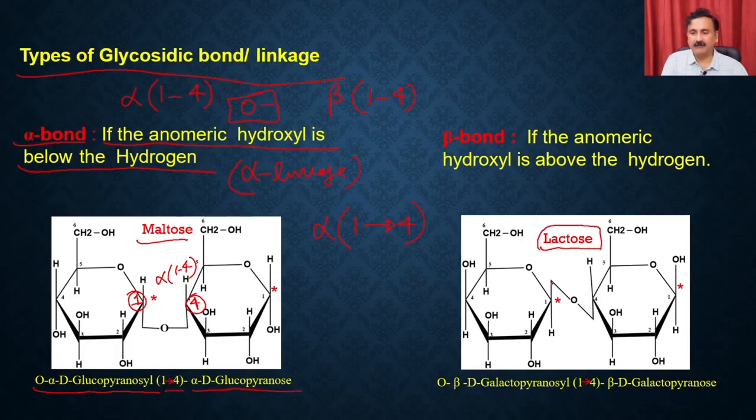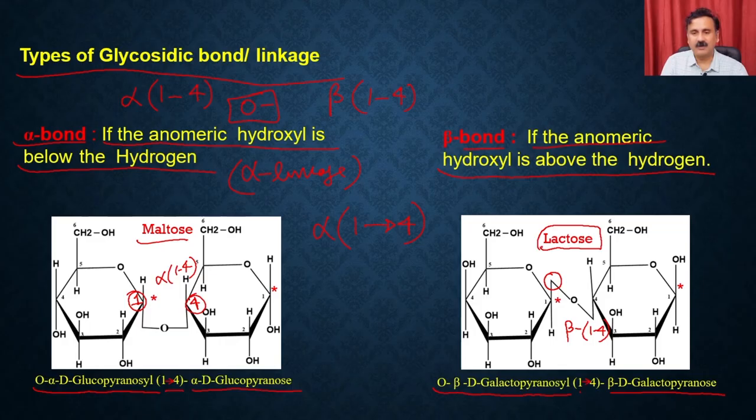Here the OH is present in the beta conformation. What is the beta form? If the anomeric hydroxyl is above the hydrogen, that is, if the hydroxyl group is present in the beta conformation, and it is involved in glycosidic bond formation, then that will be called a beta linkage. For example, here we have the beta 1,4 linkage: beta-D-galactopyranosyl 1,4 beta-D-glucopyranose. So this is the structure of lactose.